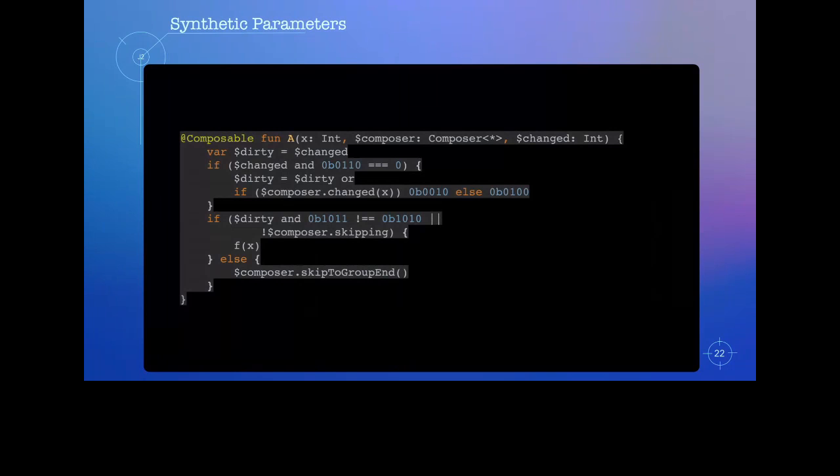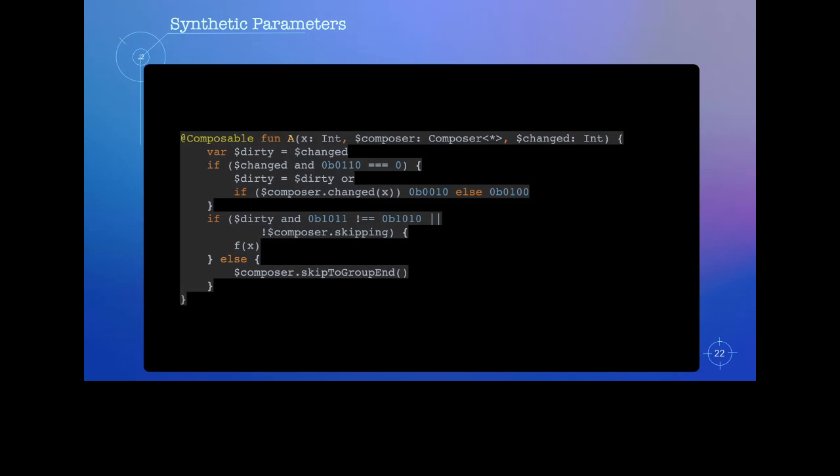The next topic, though, is synthetic parameters. And this is a little more interesting. When Compose processes your composables, it adds synthetic parameters that perform a variety of functions involved in the composition and recomposition process. This bit of code shown here on the screen is omitting quite a bit of stuff. I really should put ellipses at the beginning and end of that.